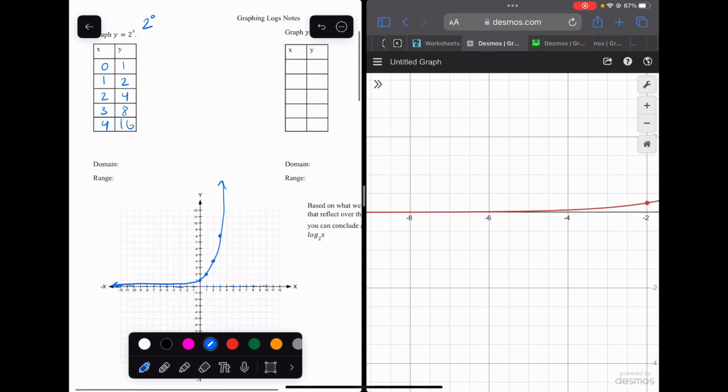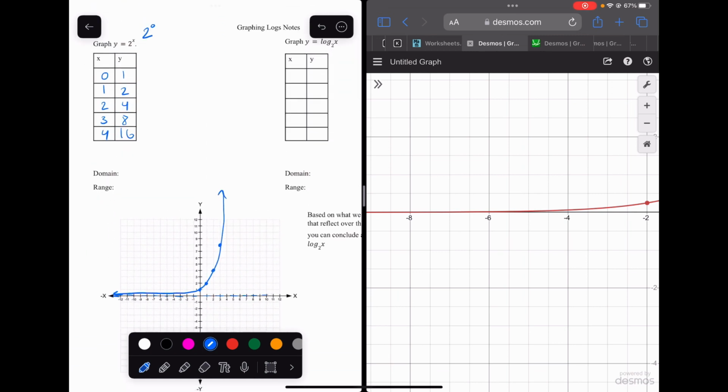Now, the domain of this function: we can plug in whatever x values we want and we're going to get an output. There's nothing that you're going to plug into x here that's going to give you an error. So our domain is going to be negative infinity to positive infinity.